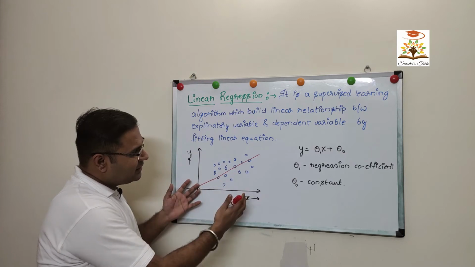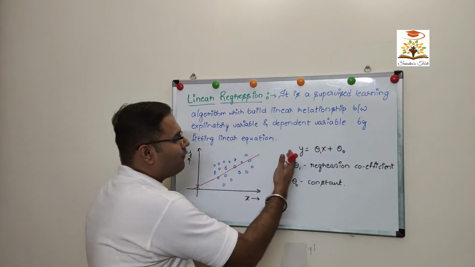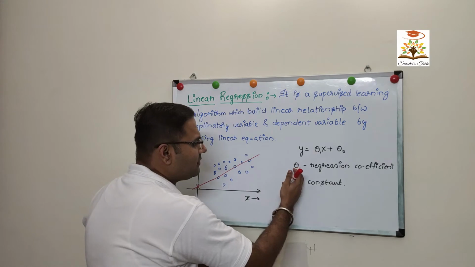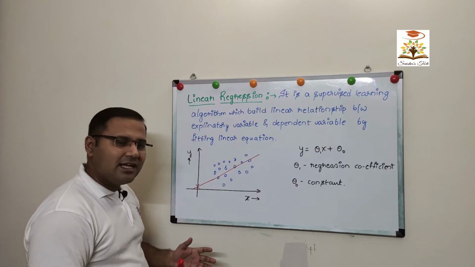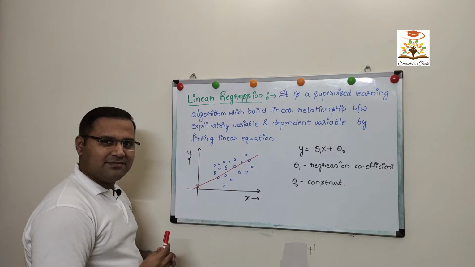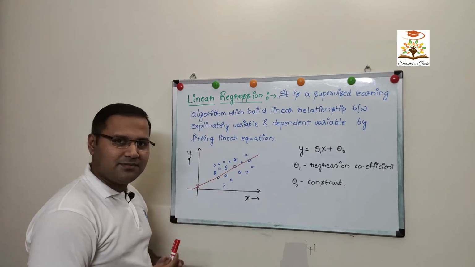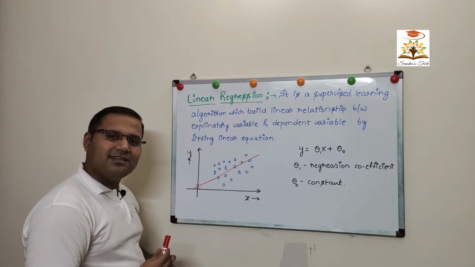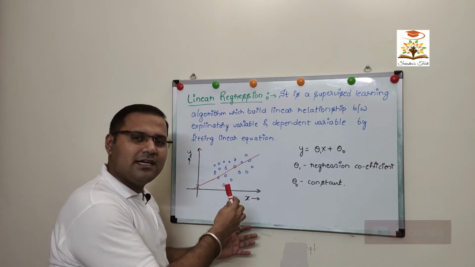Here, this linear equation can be transformed into a mathematical formula. That is, y is equal to theta 1 x plus theta 0, where theta 1 represents the regression coefficient, or you can also say the slope of the line which you are building. And theta 0 is a constant or the intercept. In this case, this point can be represented as theta 0. These were some of the concepts of linear regression.